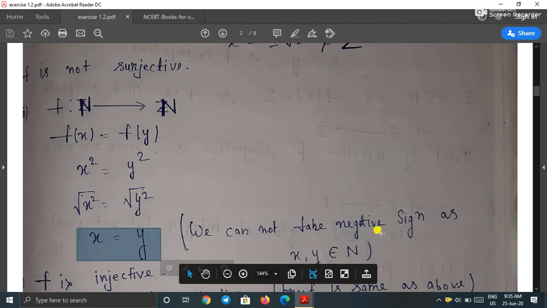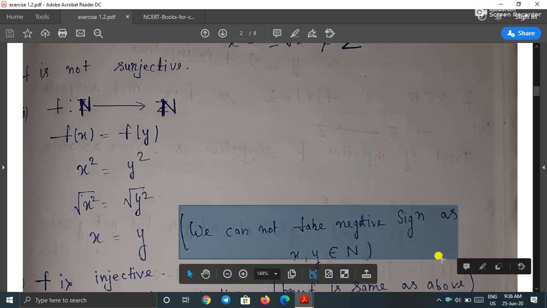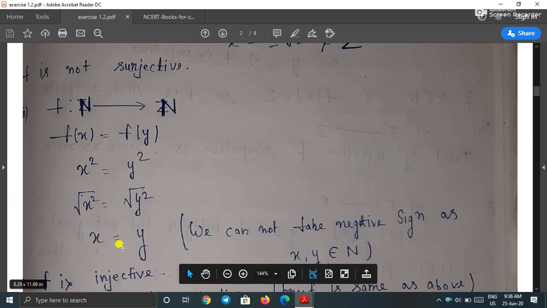हमने यहाँ पे बेटा नेगेटिव साइन को क्यों एक्सक्लूड किया? क्योंकि हम यहाँ पे नेचुरल नंबर्स के सेट की बात कर रहे हैं, और नेचुरल नंबर्स कभी भी नेगेटिव नहीं होते. Natural numbers are what? 1, 2, 3, 4, 5 and so on. Okay, so f is an injective function.